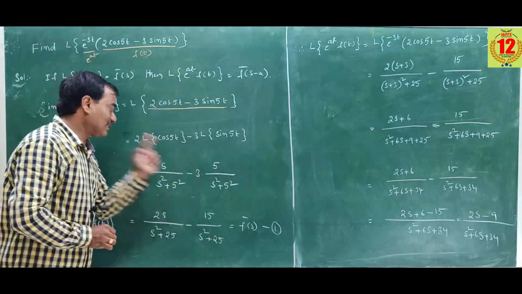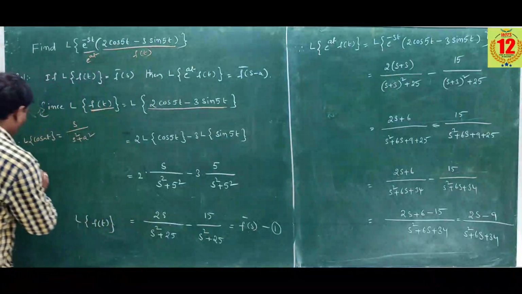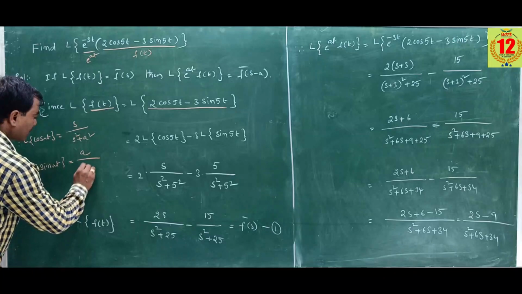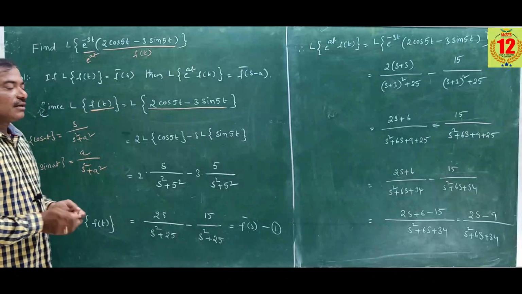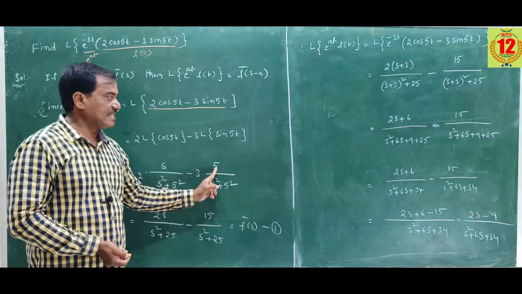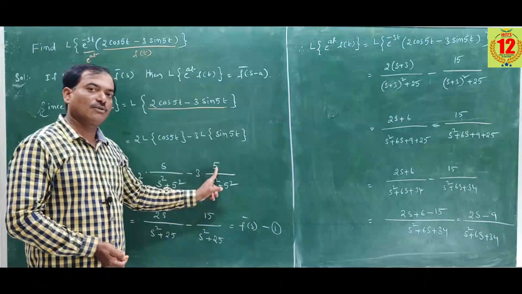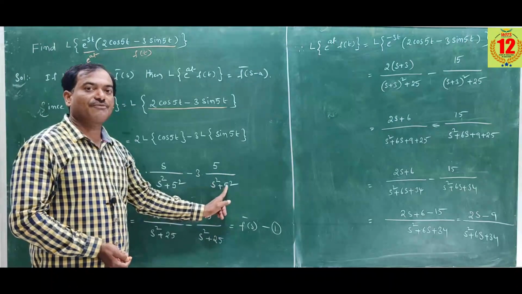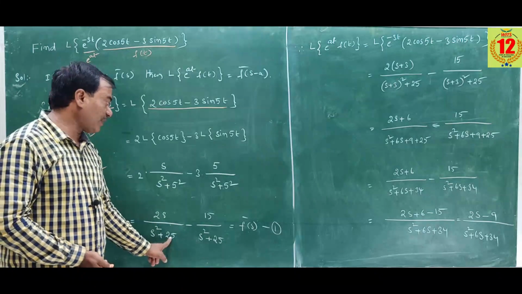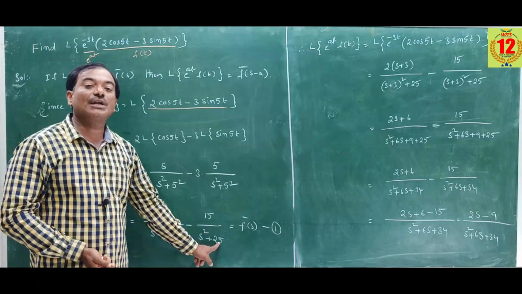So minus 3, and this is in the form of Laplace transform of sin at. Yes, we know that the Laplace transform of sin at is a by s square plus a square. So the Laplace transform of sin 5t becomes a by s square plus a square. What is a here? a equals 5. So that's why this is 5 by s square plus 5 square. So finally this is 2s by s square plus 25 minus 3 into 5s, that is 15, by s square plus 25. So this is called f bar of s.